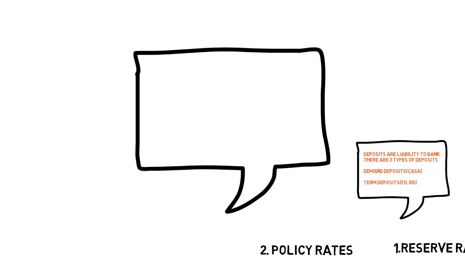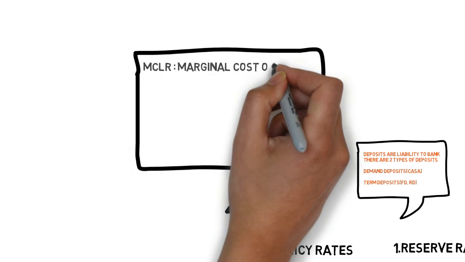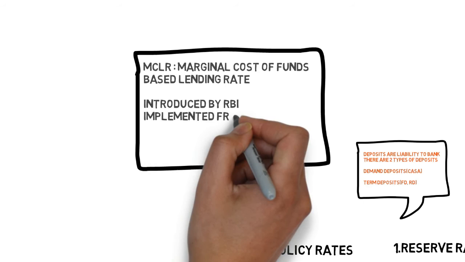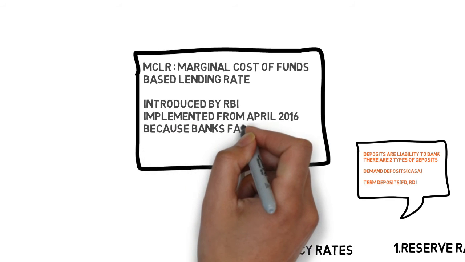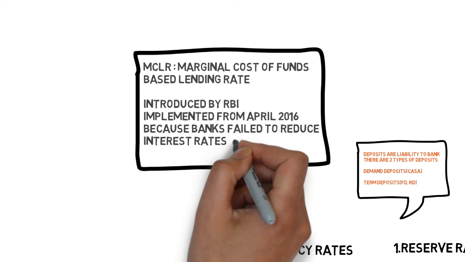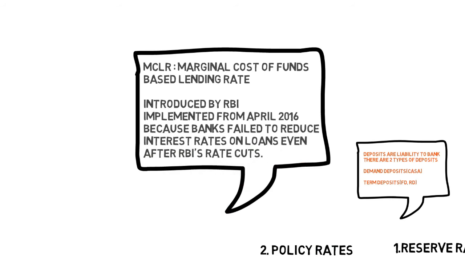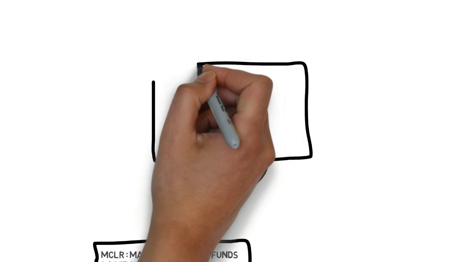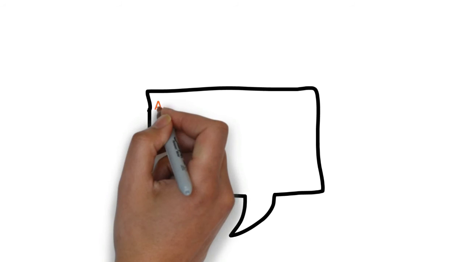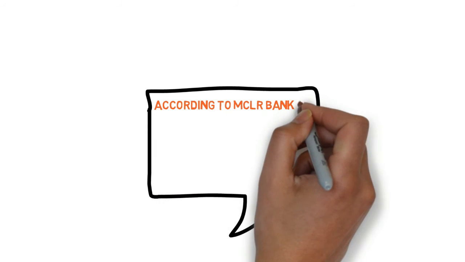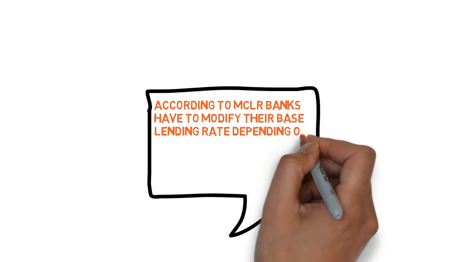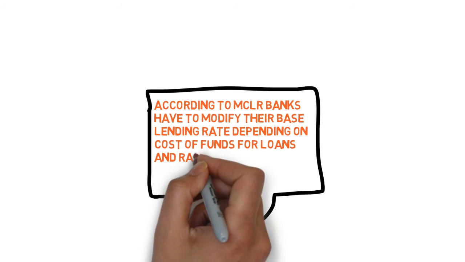MCLR, or marginal cost of funds based lending rate, was introduced by RBI, implemented from April 2016. Banks failed to reduce interest rates even after RBI reduced the loan rates. According to MCLR, banks have to review lending rates monthly, depending on the cost of funds for loans and rate cuts by RBI.